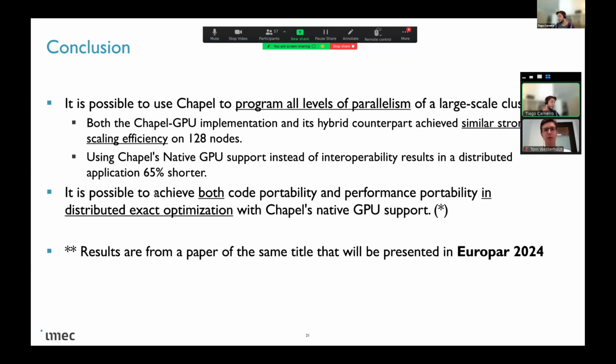And when we understand that issue of the heap code, why for the smaller load it's smaller, and when we have more points, maybe we can say that it's possible to achieve both code performance and portability in distributed execution optimization using Chapel native GPU support. And those results are from a paper that we are going to present at Euro-Par 2024. Okay, it's just a piece of the presentation that we are going to present.